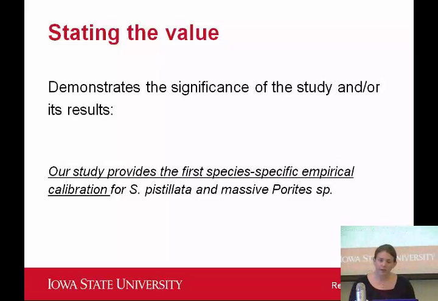Okay, our next step that we're going to discuss today is stating the value. And this step functions to allow the authors to really discuss the significance of their study or the results of their study. And authors often do this by pointing out and highlighting the valuable findings from their study.